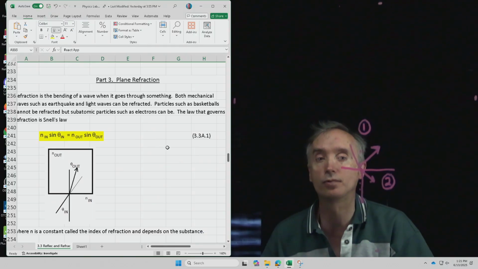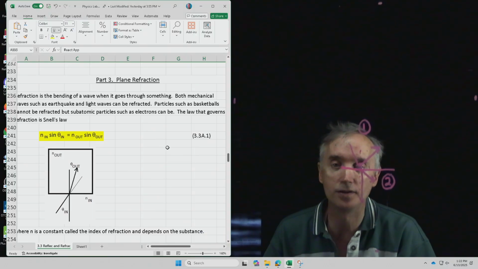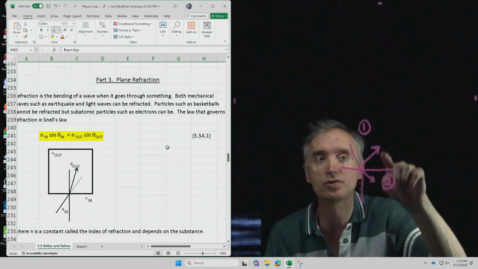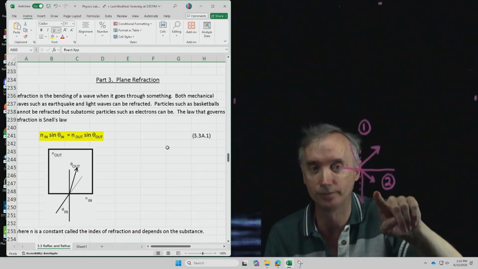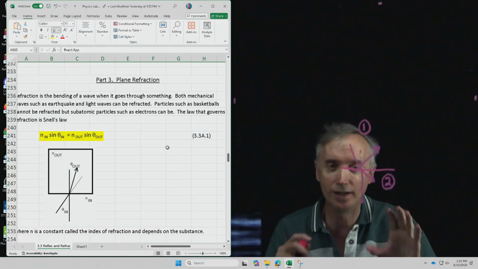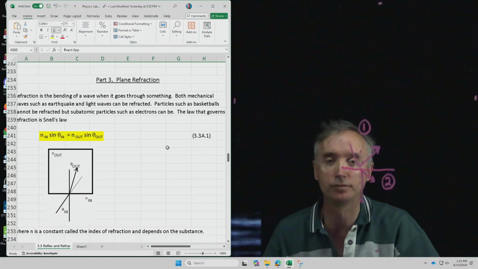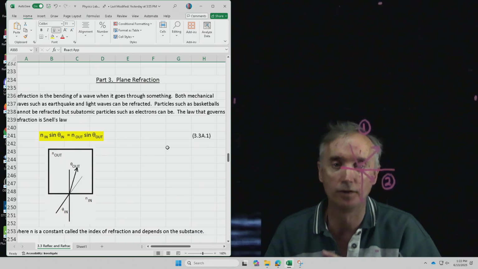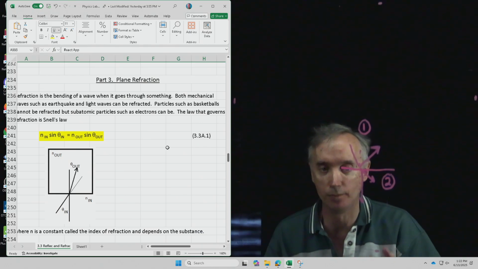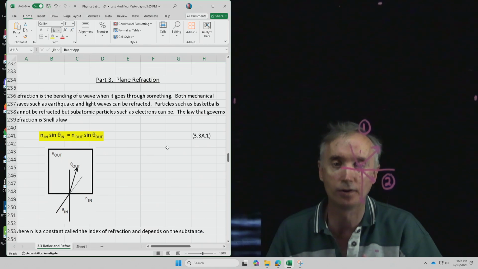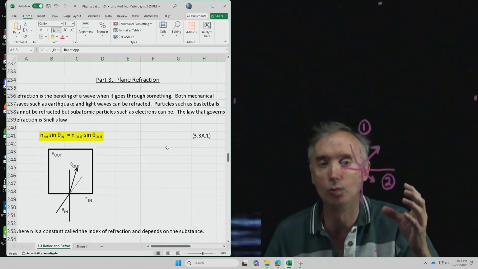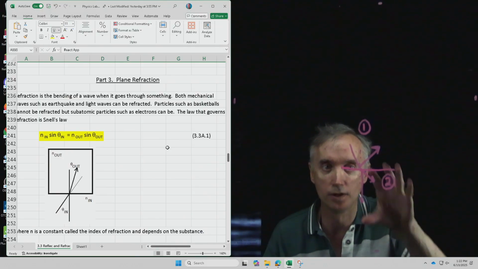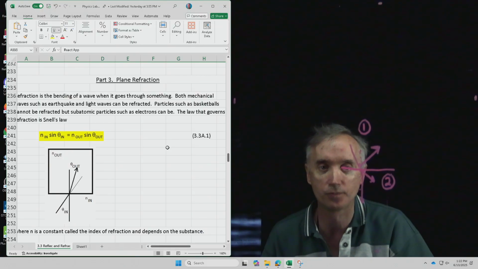Now, the direction it goes is going to be dependent on which substance is more dense. So we get into that in our lecture notes. But for right now, I just want you to see that it bends. And then later, we'll discuss which way it is going to bend when it gets into the substance.